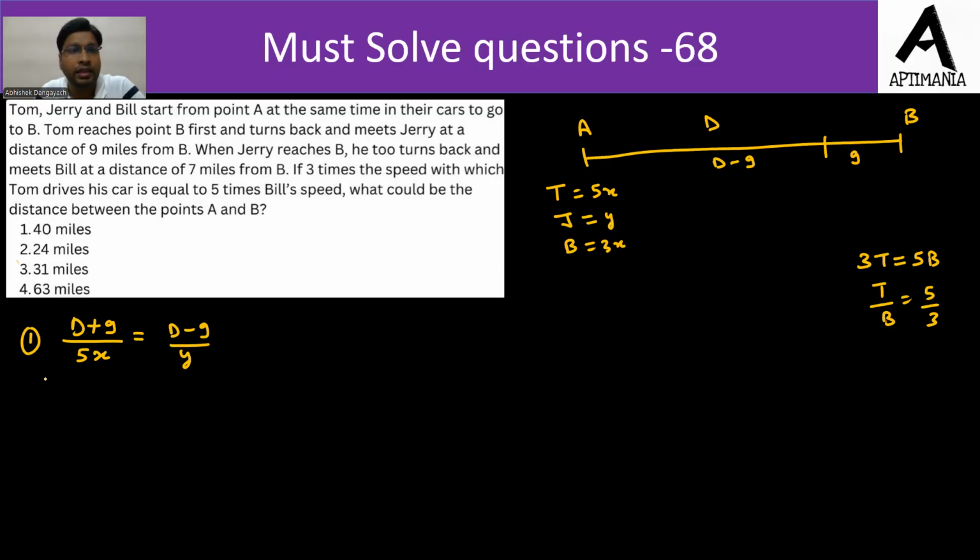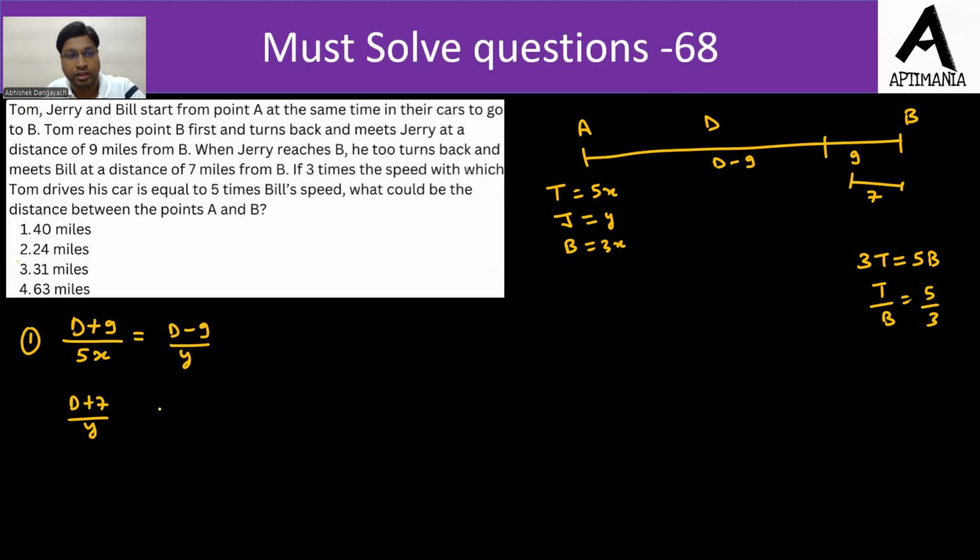Now, similarly, in the second case, when Jerry reaches B, he turns back and meets Bill at a distance of 7 miles from B. अब क्या हो रहा है? जेरी यहां पहुंचते हैं और वापस मुड़ के 7 miles from B उनको कौन मिलते हैं? Bill. Can we say that Jerry has covered a distance of D plus 7 kilometers? वो पहले A से B तक गए, D distance cover किया, then additional 7 kilometers. So the distance covered by Jerry is D plus 7 kilometers with a speed of y kilometer per hour.